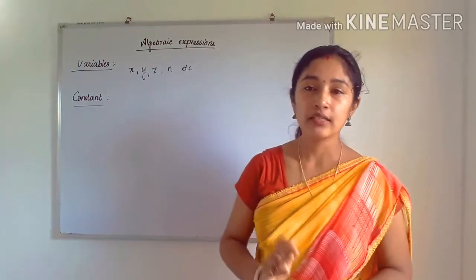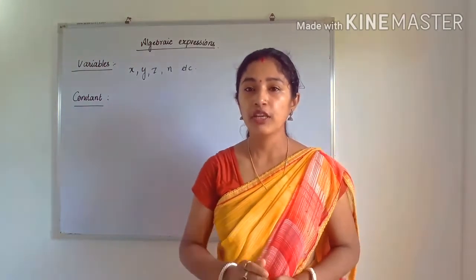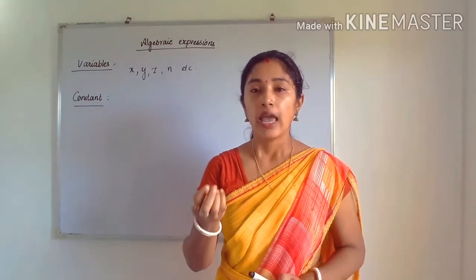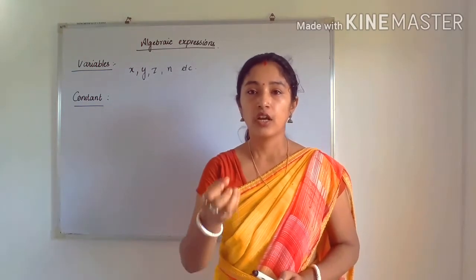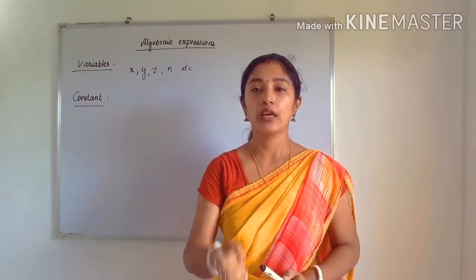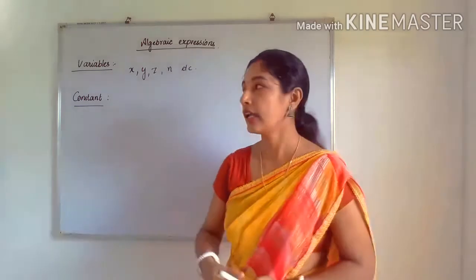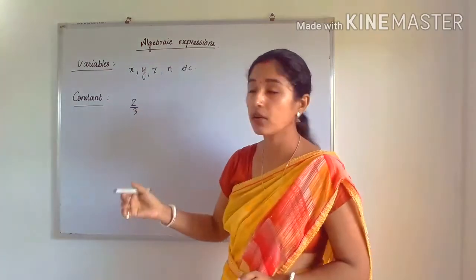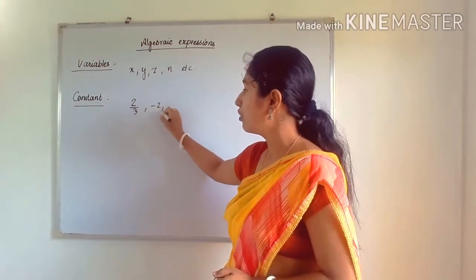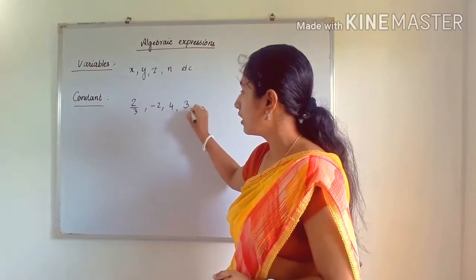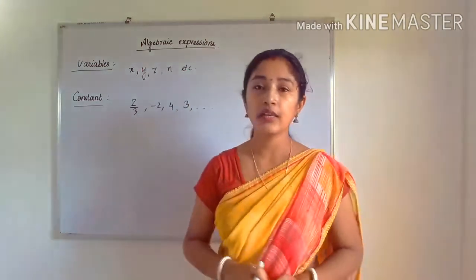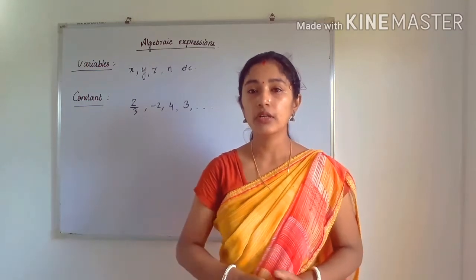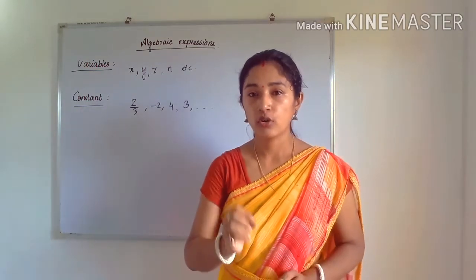Okay, so the next thing is constant. What is the meaning of constant? In general also you can say constant means anything which cannot change, it will remain the same. So constant means you can take any value like 2 by 3, that is a rational number, -2, 4, 3, any constant value, any number. Any rational number is a constant value.